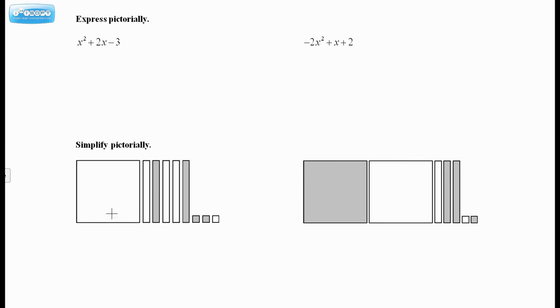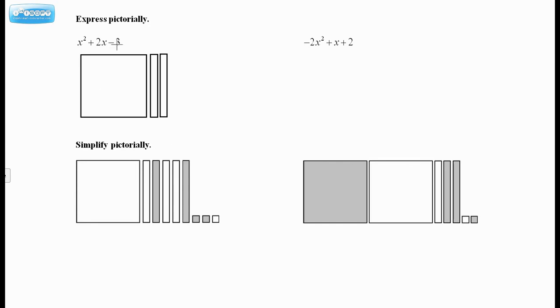There we go. So I'm going to do my best anyway. Not going to be perfect. So there's one positive x squared tile, and then I have two x tiles, and they are both positive. So I have to draw two bars like that. Now, I'm going to do my best to make them exactly the same, but it's not perfect.